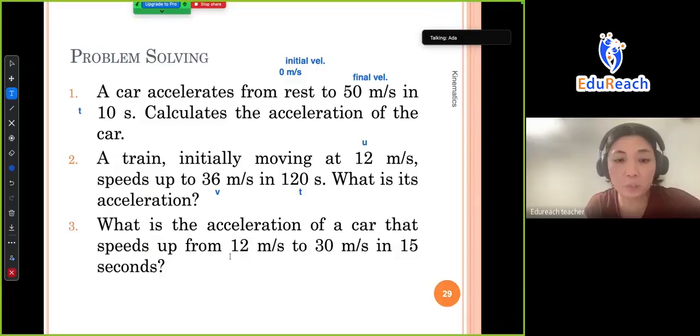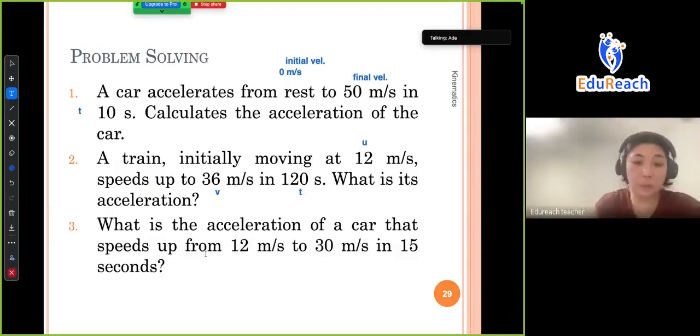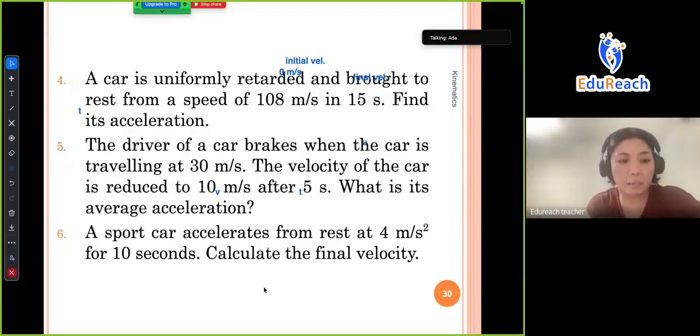Next, the acceleration of a car that speeds up from 12 meters per second to 30 meters per second in 50 seconds. Super easy. Final velocity is 30, initial velocity is 12, time taken is 50. So applying the formula, it will be 30 minus 12 divided by 50. What would that be? 1.2 meters per second squared. Yes. Good. So now I think you have a handle on basic kinematic sums.